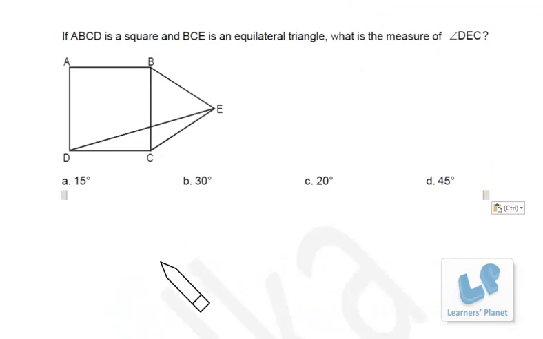If ABCD is a square and BCE is an equilateral triangle, what is the measure of angle DEC? DEC, that means we have to find out this angle. Now BCE is an equilateral triangle and BC is nothing but the side of the square. That means CE is equal to CD, isn't it? CE will be equal to CD because BC is equal to CD. Both of them are sides of the square. So CE is equal to CD.